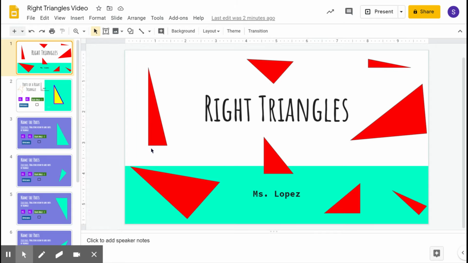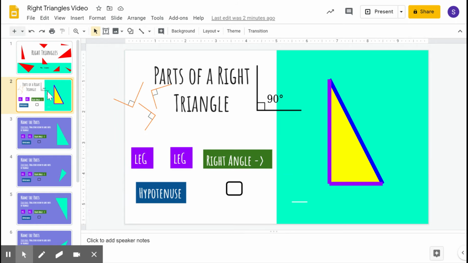Hi guys, so today we're going to be talking about right triangles, and the reason we're going to be talking about right triangles today is because tomorrow we're going to be learning about a theorem called the Pythagorean theorem. And you might have already heard of this theorem if you have older siblings who have taken algebra already. So let's go ahead and get started.